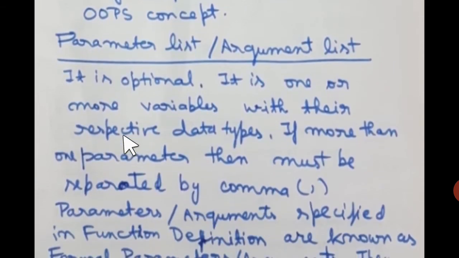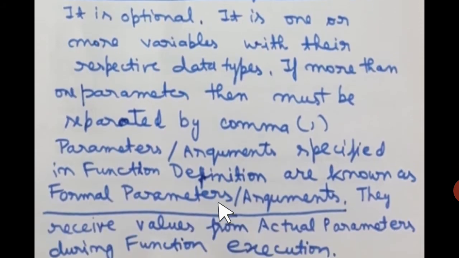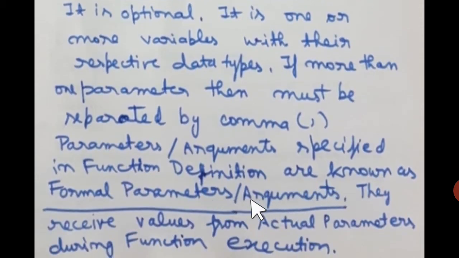Now after that, parameter list, argument list. So it is optional, students. It is one or more variables with their respective data types. If more than one parameter or arguments are there, then must be separated by comma. Parameter or arguments specified in function definition are known as formal parameters or arguments.